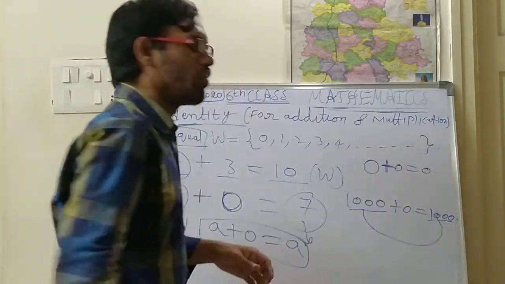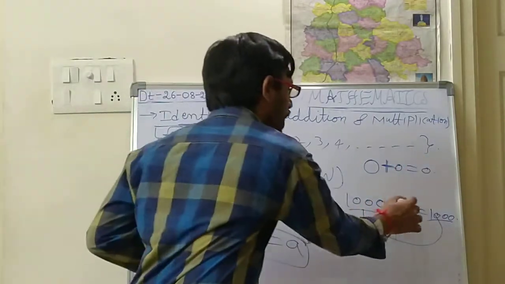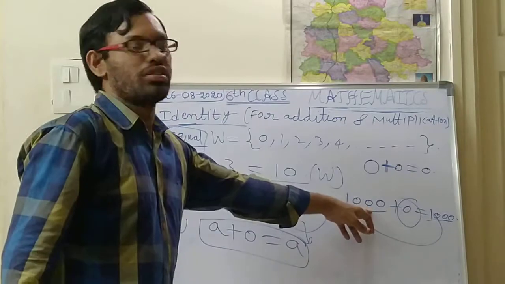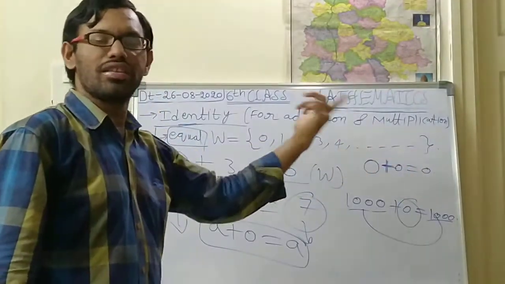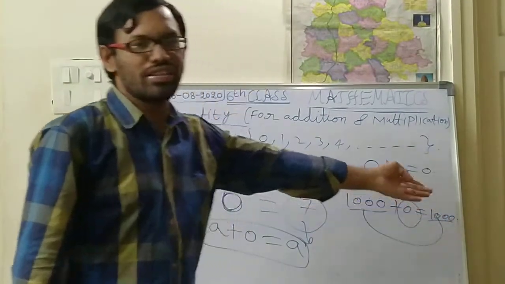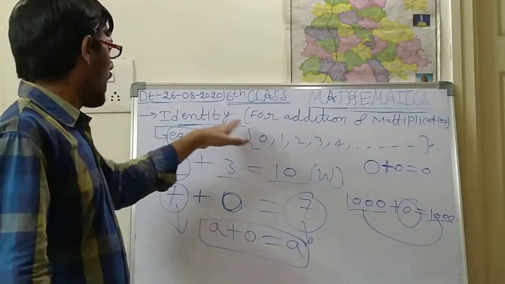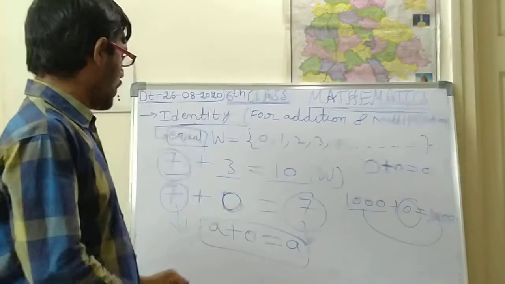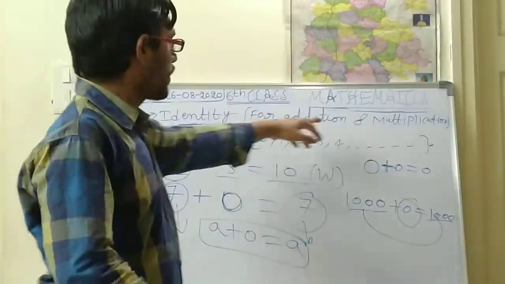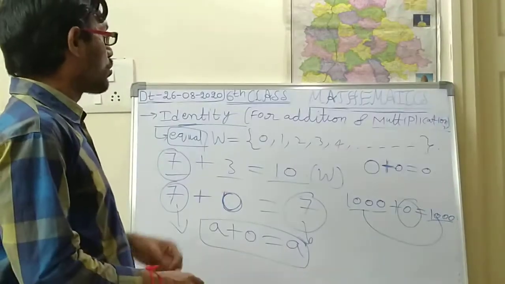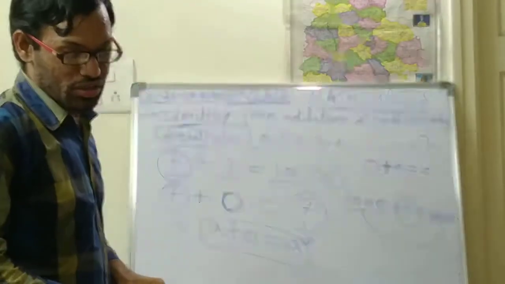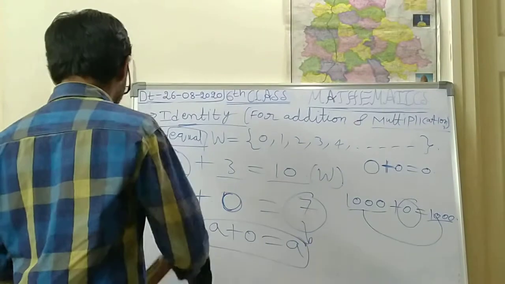How is this possible? If you are adding 0 to the number, then only the same number comes. If you add another whole number, the number will change in the result. So this is about the additive identity. Next, the identity for multiplication: when do you get the same result? You have to identify that.